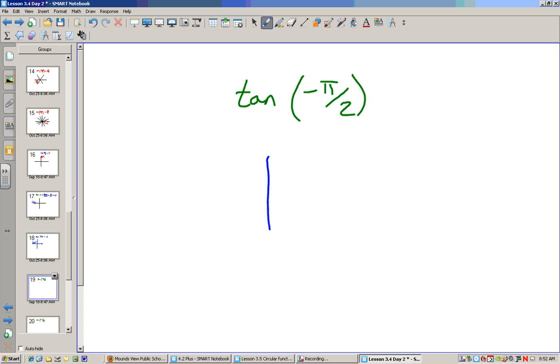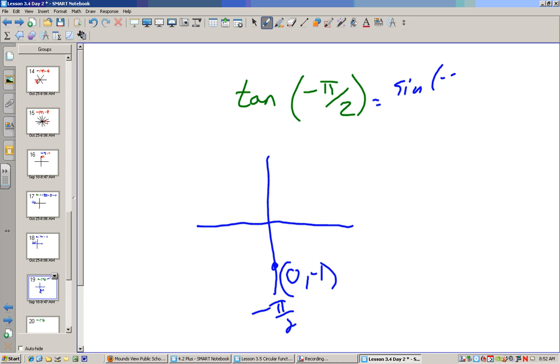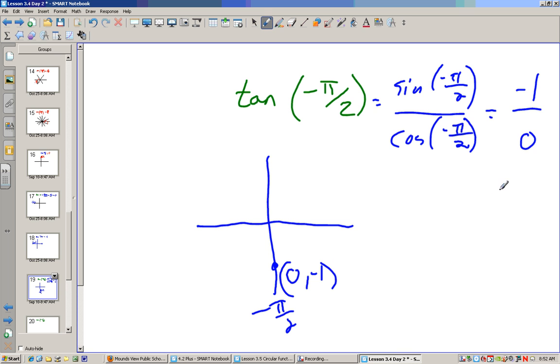Tangent of negative pi over 2. Negative pi over 2 means we go down this way, and the point on the unit circle here would be 0 and negative 1. So if I did the sine of negative pi over 2 over the cosine of negative pi over 2, sine would be negative 1 over 0, which is the cosine, which means this is undefined.